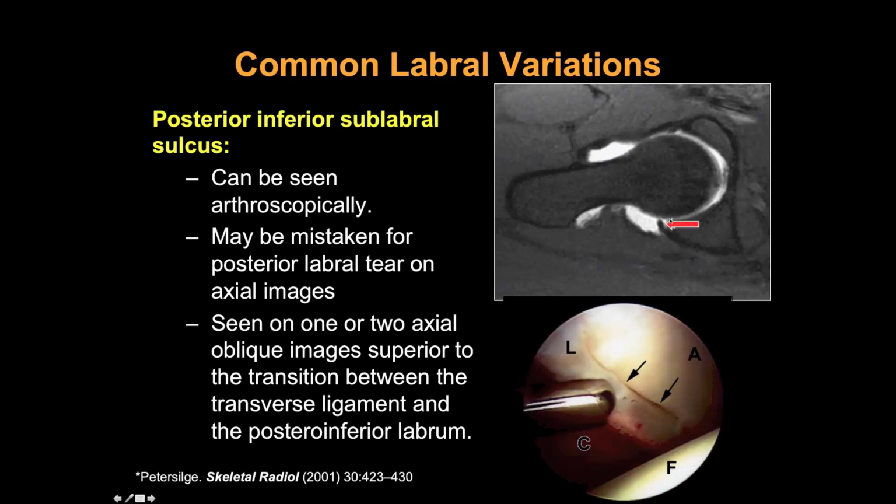It can be seen arthroscopically, may be mistaken for a posterior labral tear on axial images, usually seen on one or two axial oblique images superior to the transition between the transverse ligament and the posterior inferior labrum. And this is what it appears like arthroscopically.